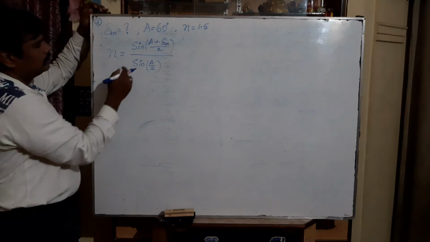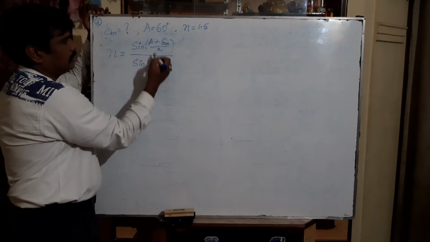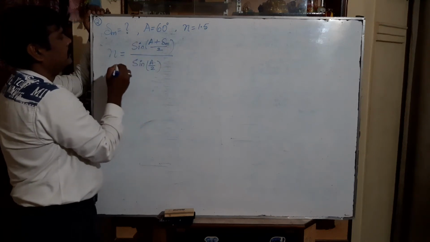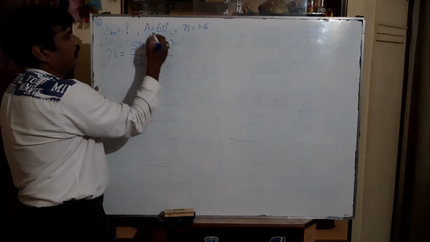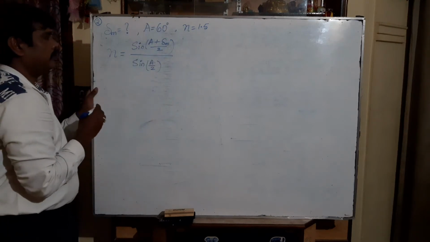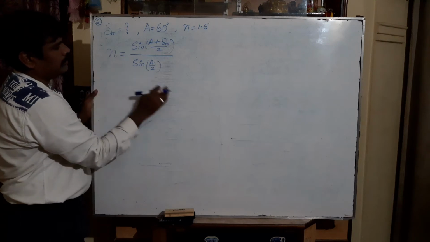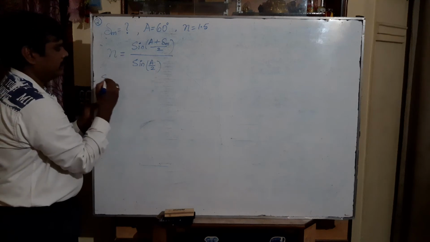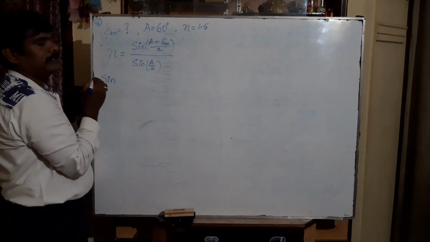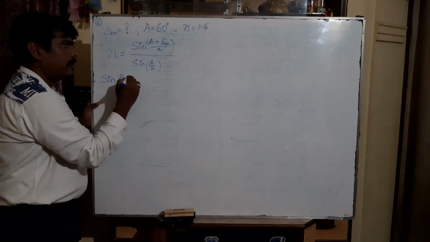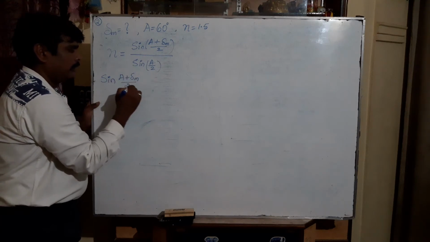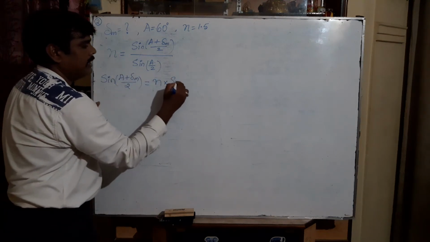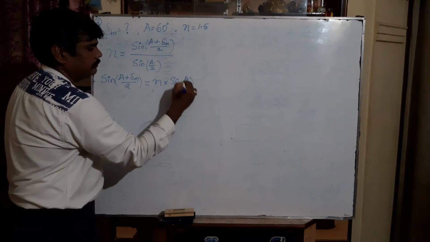So here we have to calculate delta m. A is given and n is also given. So that's why you take the cross multiplication first, because we have to simplify it for delta m. So the required formula can be simplified in this way: sine of (A plus delta m) divided by 2 is equal to n into sine of A by 2.